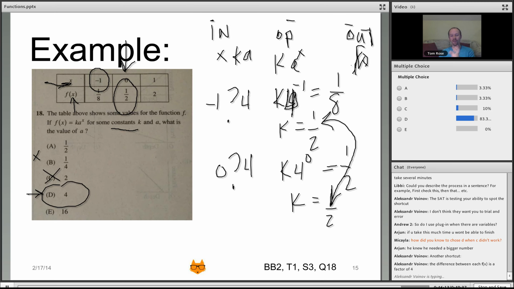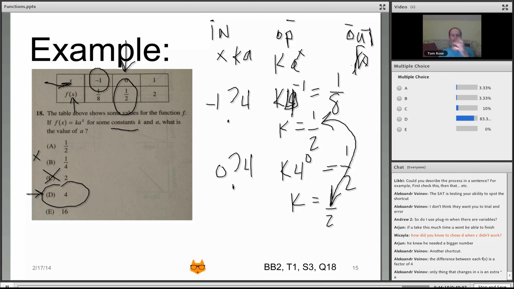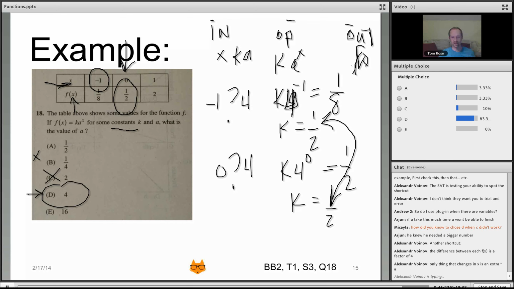And you'll always be trying to figure out that third thing. They might give you the operation and the output, and you have to figure out the input. They might give you the input and the operation, and you have to figure out the output. Or in this case, they give you the in and the out, but not the operation. So there's always something for you to go and figure out.